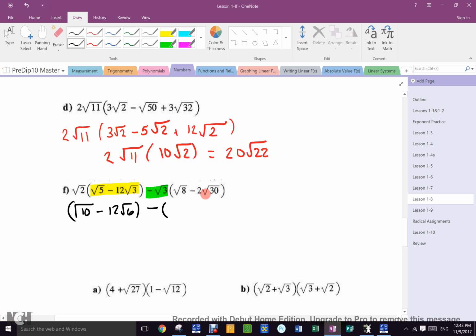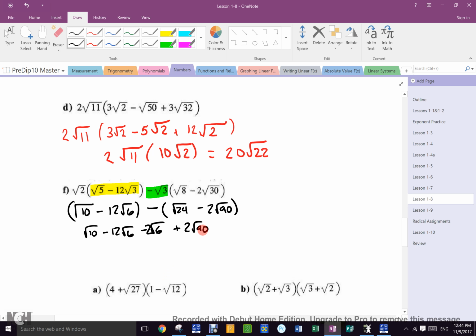minus, what's this? That is negative 1 root 24 minus 2 root 90 plus 2 root 90. Now, what is it? It'd be root 10 minus 12 root 6 minus root 24 plus 2 root 90. Now what? Simplify where, Sarah? 24 is 4 times 6, so what comes out? 2. And we'll make that root 6.